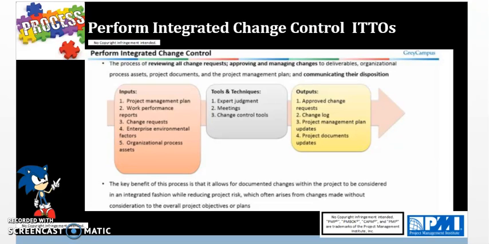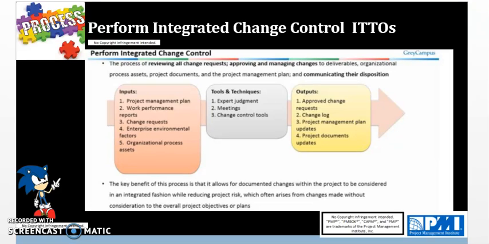So the key benefit of the process is that it allows for documented changes within the project to be considered in an integrated fashion while reducing project risk, which often arises from changes made without consideration to the overall project objectives or plans. So the ITTOs here are, for the inputs, we have the project management plan, which is coming from the develop project management plan process. This consists of the scope management plan and the scope baseline, which consists of the scope statement, the WBS or work breakdown structure, and the WBS dictionary, which gives more clarity to the WBS.